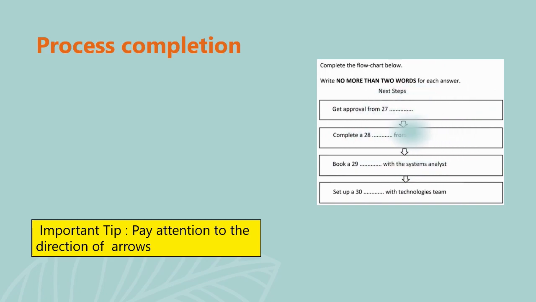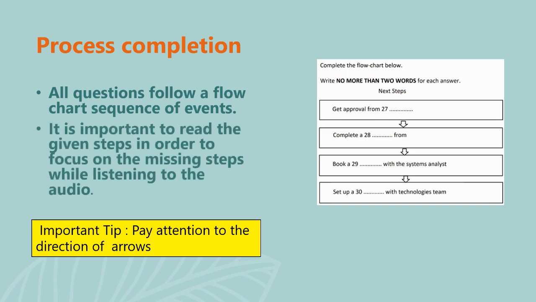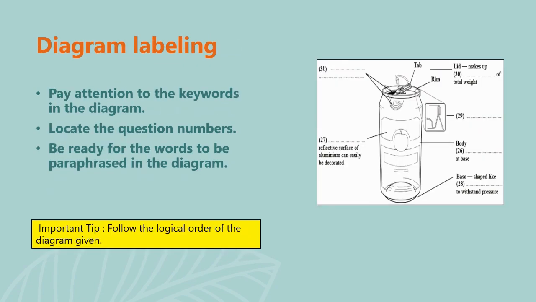Process completion. All questions follow a flowchart sequence of events. It is important to read the given steps in order to focus on the missing steps while listening to the audio. Important tip: pay attention to the direction of arrows. Diagram labeling: pay attention to the keywords in the diagram. Locate the question numbers. Be ready for the words to be paraphrased in the diagram. Important tip: follow the logical order of the diagram given.